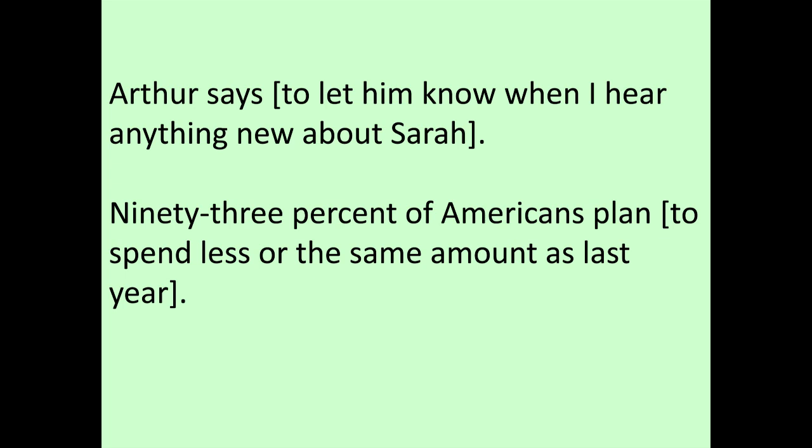It tells exactly what the subject has to be. Now, I'm going to show you first an example where that doesn't happen. I'm just demonstrating to you here that verbs can do this sort of thing. Verbs have specific properties in English going outside of themselves and influencing the interpretation of things like their complements. So look at the first sentence. Arthur says to let him know when I hear anything new about Sarah.